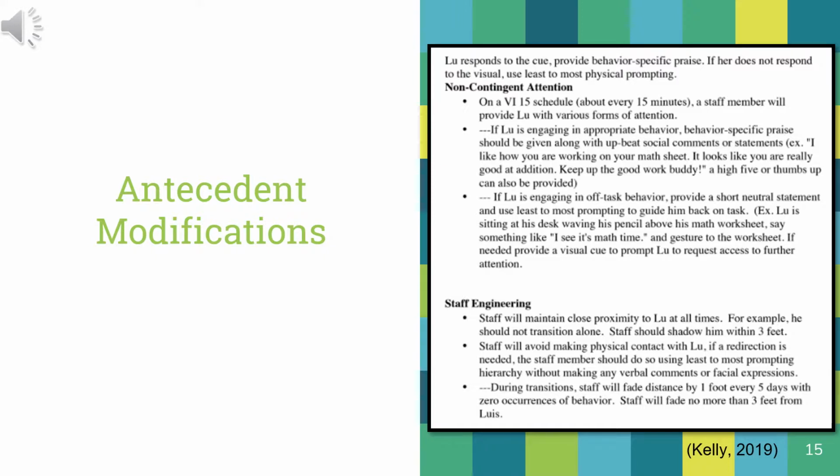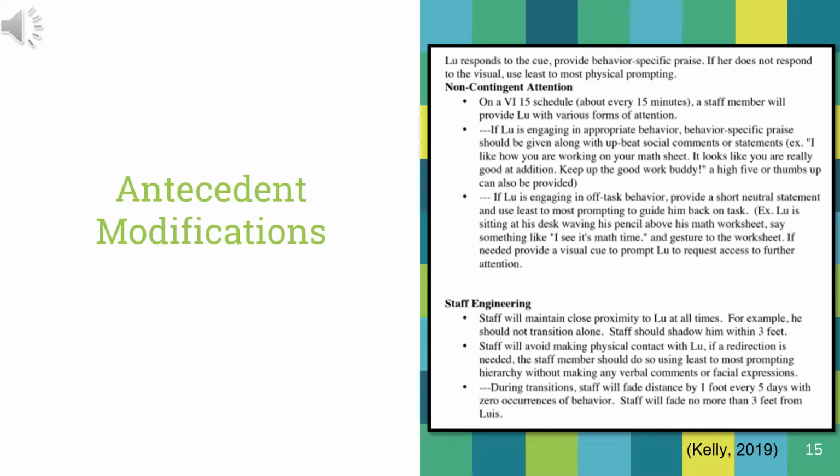If Lou is engaging in off-task behavior, provide a short neutral statement and use least to most prompting to guide him back on task. For example, if Lou is sitting at his desk, waving a pencil above his math worksheet, say something like, I see it's math time, and gesture to the worksheet. If needed, provide a visual cue to prompt Lou to request access to further attention.